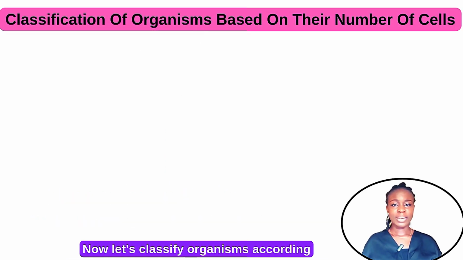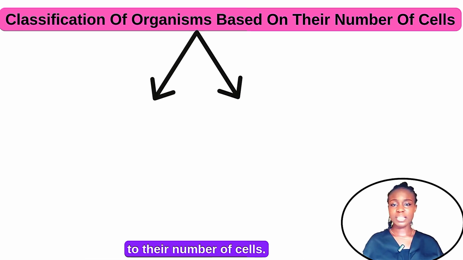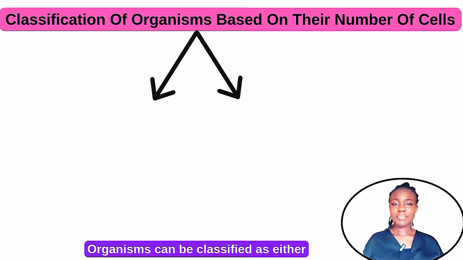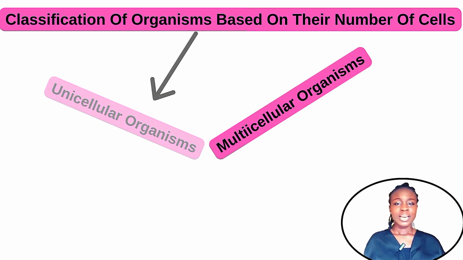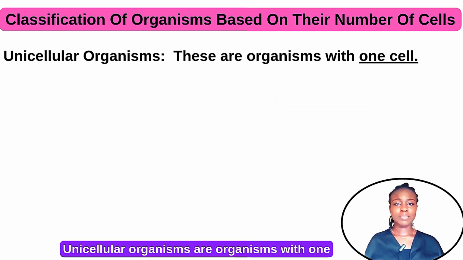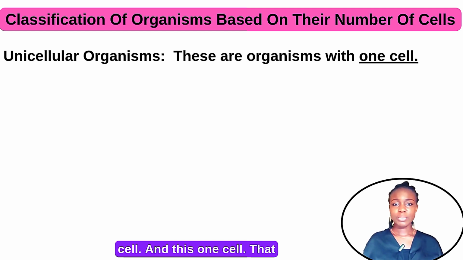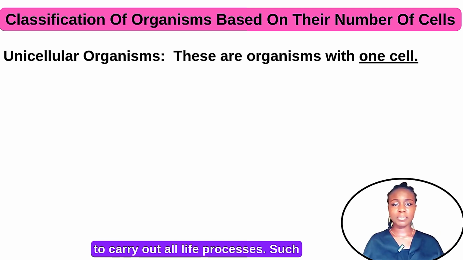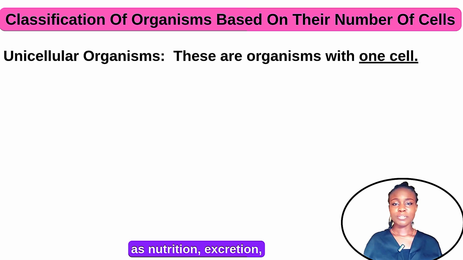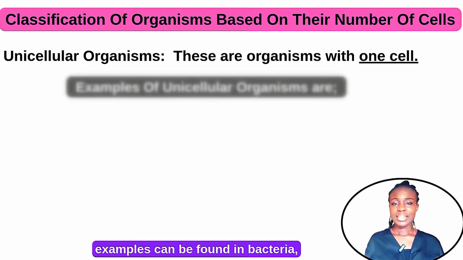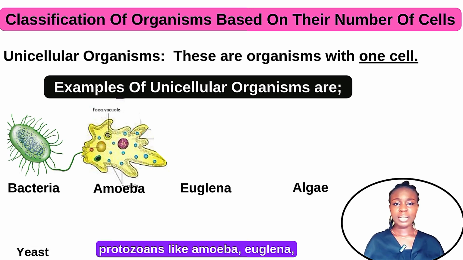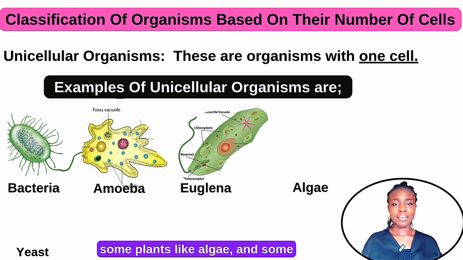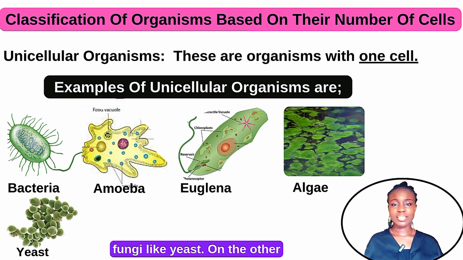Now let's classify organisms according to their number of cells. Organisms can be classified as either unicellular or multicellular. Unicellular organisms are organisms with one cell, and this one cell helps them to carry out all life processes, such as nutrition, excretion, reproduction, etc. Examples can be found in bacteria, protozoans like amoeba, euglena, some plants like algae, and some fungi like yeast.